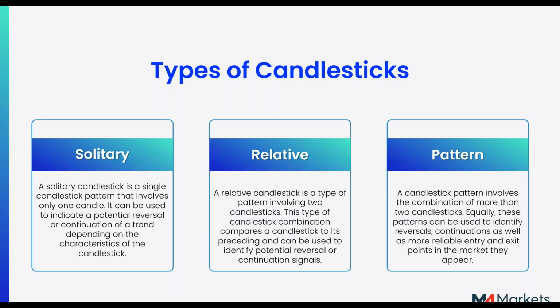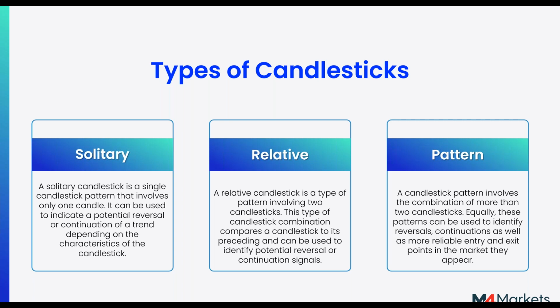Now, going into the three different types of candles, I like to categorize them into the solitary, the relative, and the pattern. The relative is also a pattern, but you will see the difference in a minute. The solitary is just a single candlestick. It is a pattern indeed, but just one candlestick, and it can be used to indicate a potential reversal or a continuation of a trend depending on its characteristics. So we always need to have the characteristics in mind.